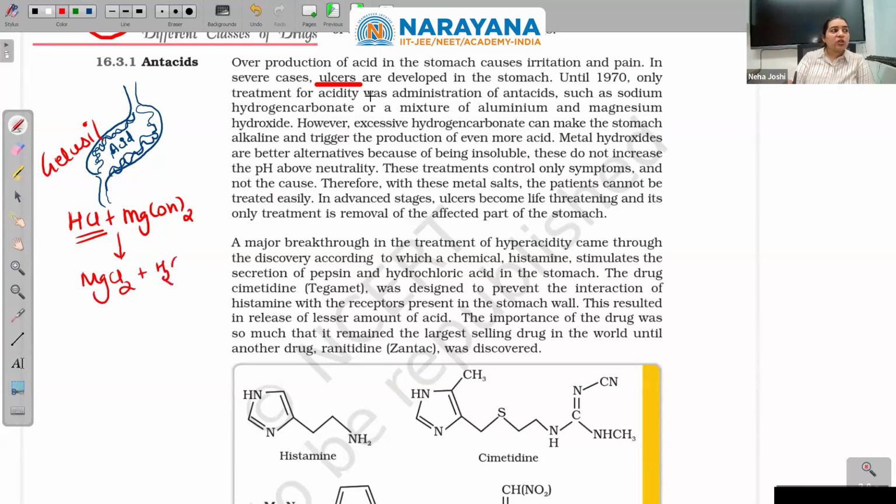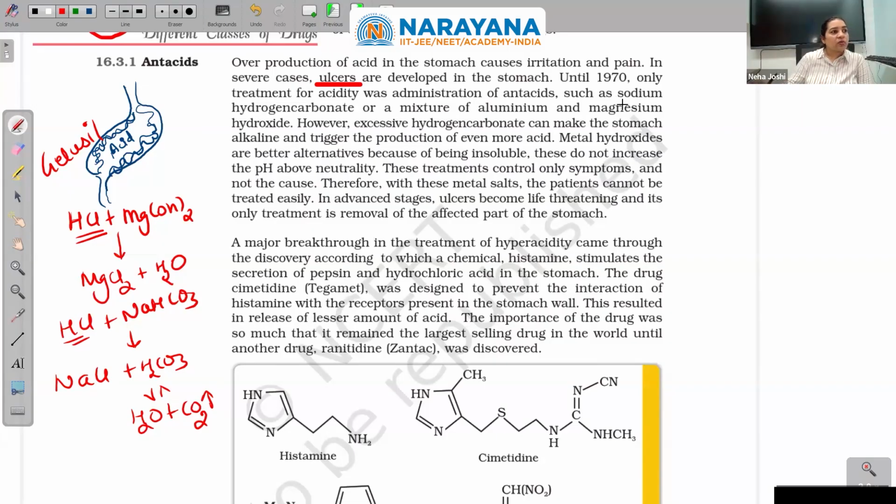Until the 70s, the only treatment for acidity was administration of antacids such as sodium hydrogen carbonate. How will sodium hydrogen carbonate function? HCl plus NaHCO3 gives NaCl, a strong acid displacing a weak acid, plus H2CO3. But H2CO3 being unstable, the body will keep water, and CO2 you will burp out. So these were used, a mixture of hydrogen carbonate.